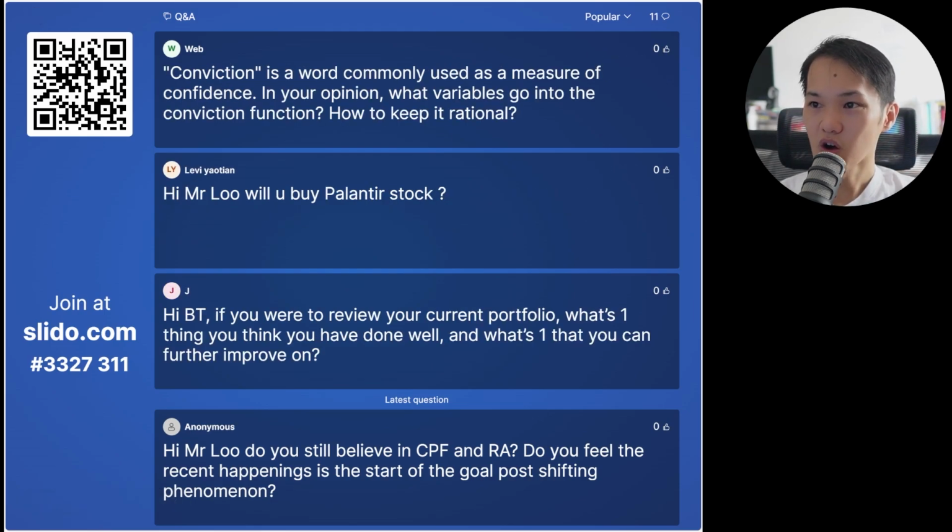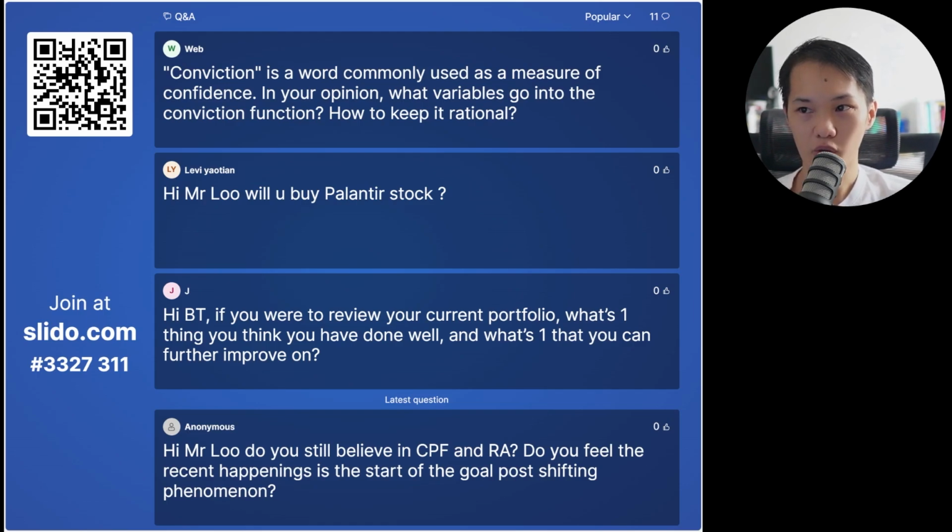Conviction is a word commonly used as a measure of confidence. In your opinion, what variables go into the conviction function? How to keep it rational?